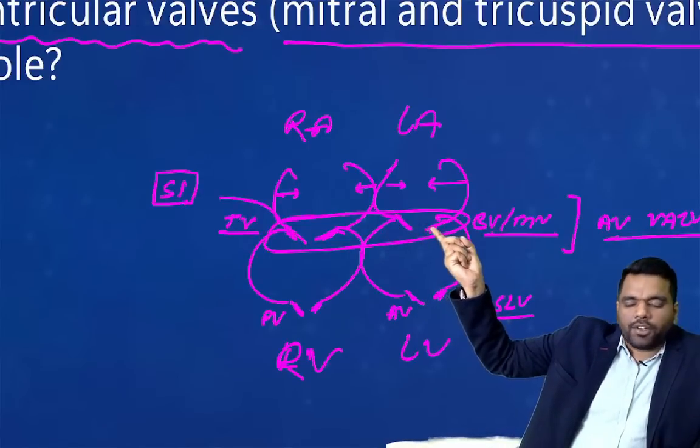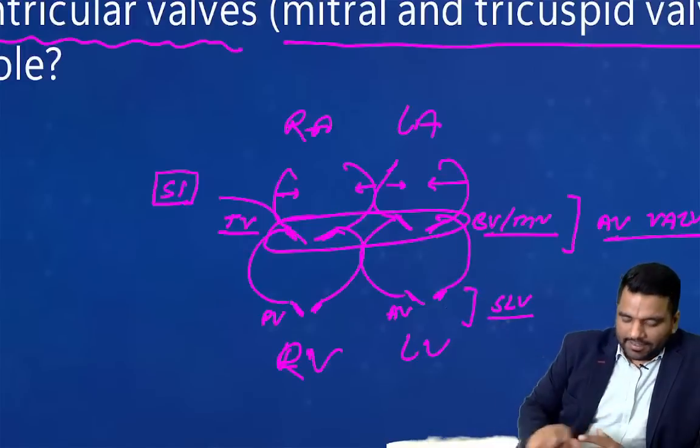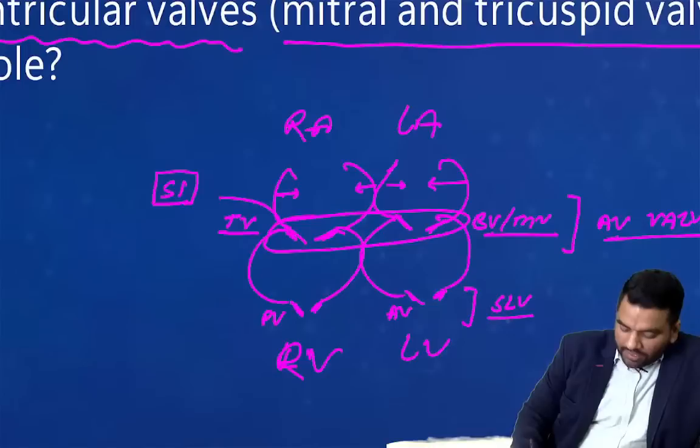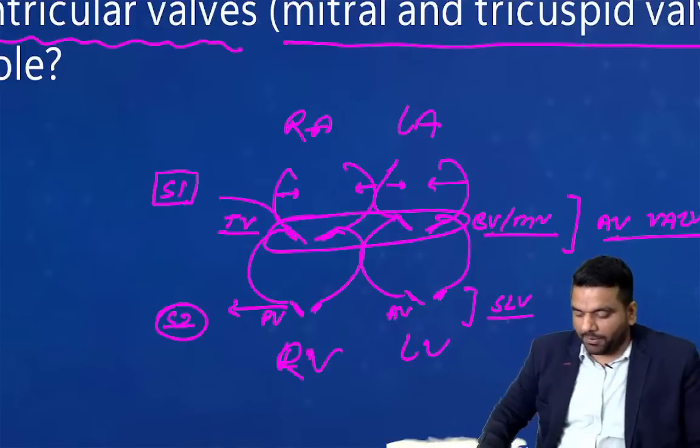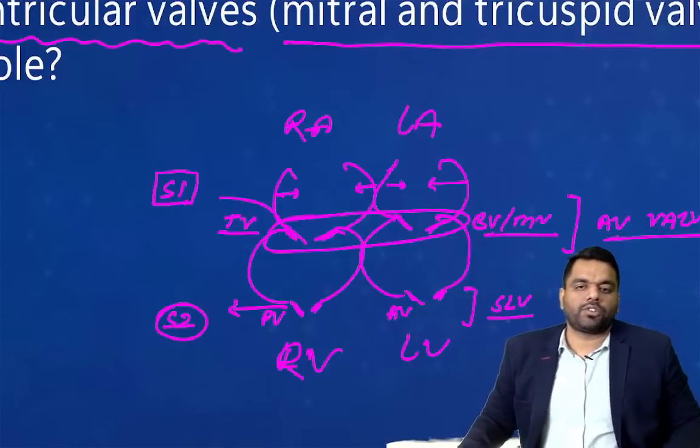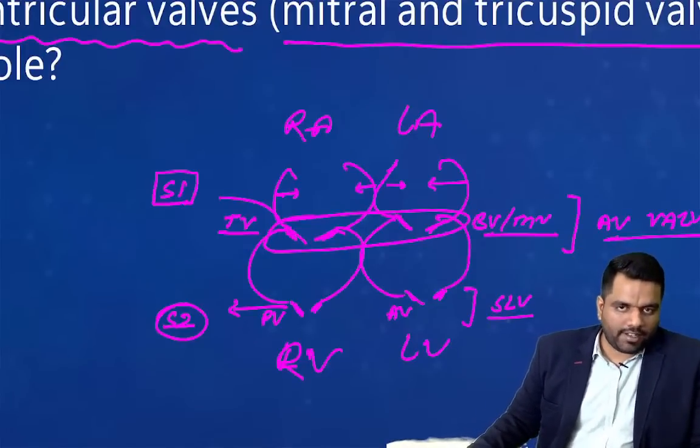Similarly, when the valve is going to be closed, it creates a sound, and this creates the S1 sound. The S2 sound is due to the closure of the semilunar valve. So this is the aortic or pulmonary semilunar valve, right? So this is how S1 and S2 occur.